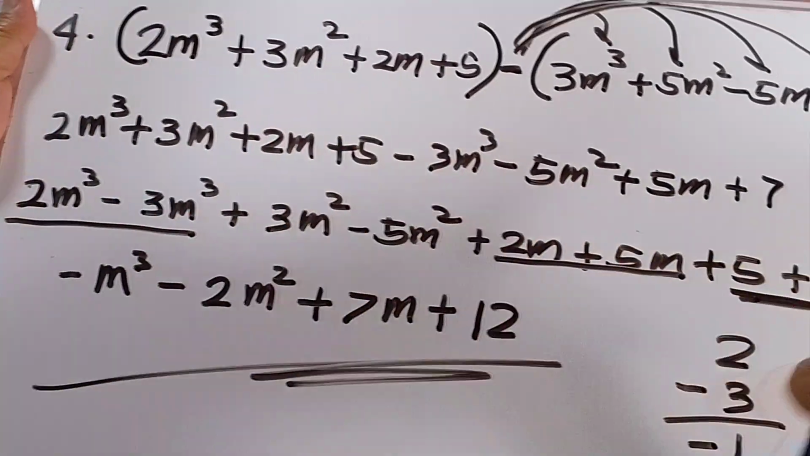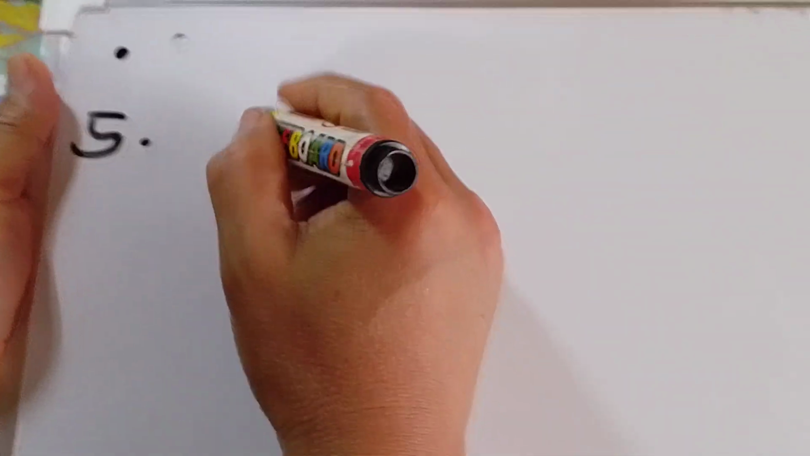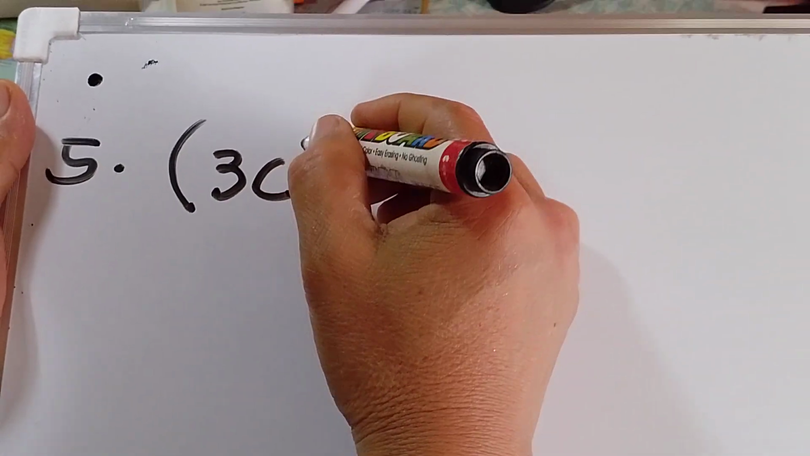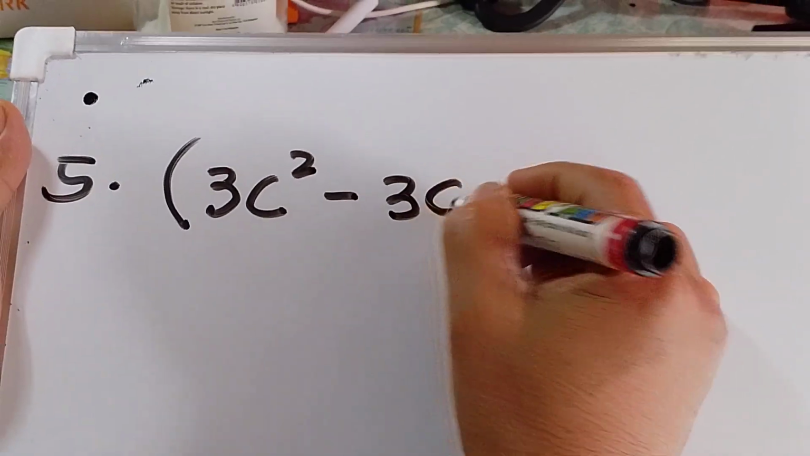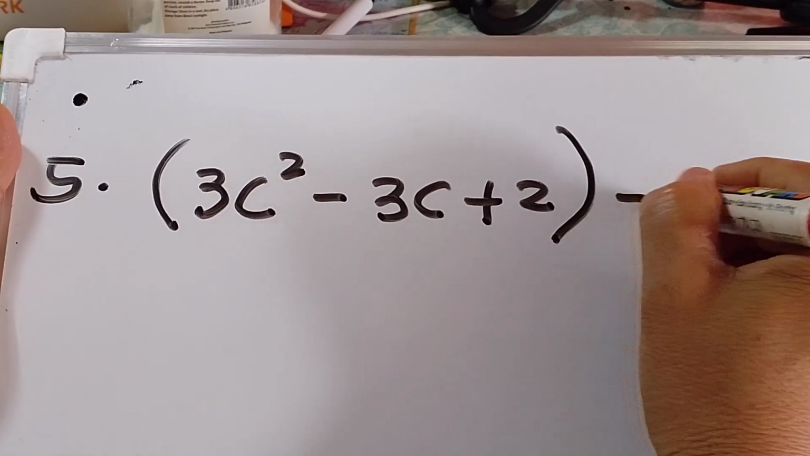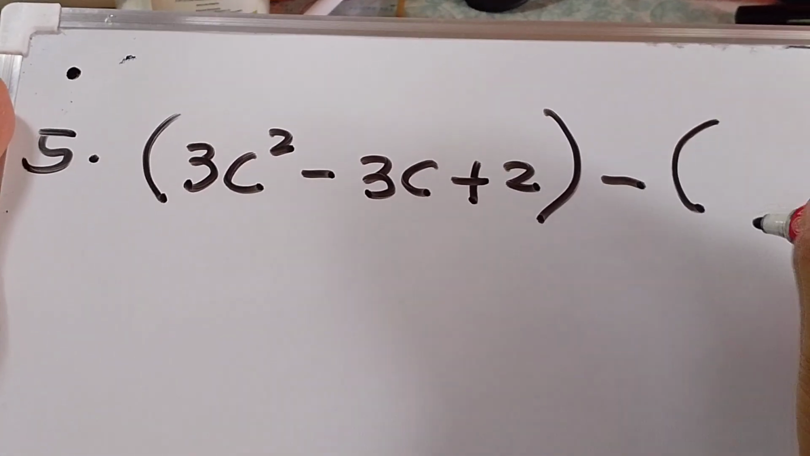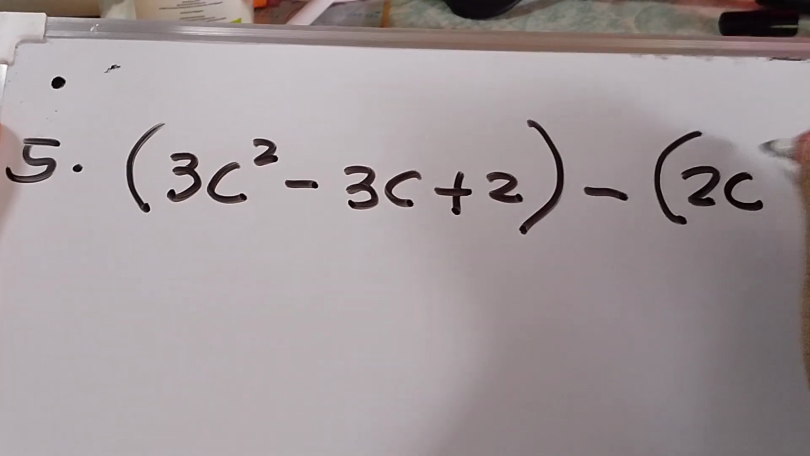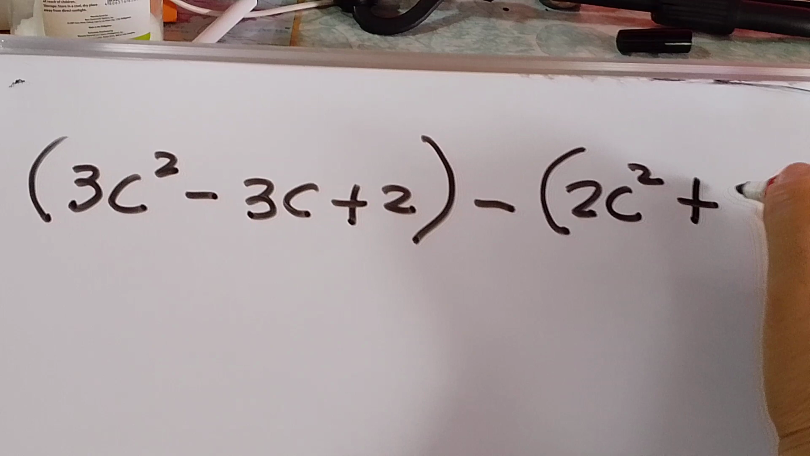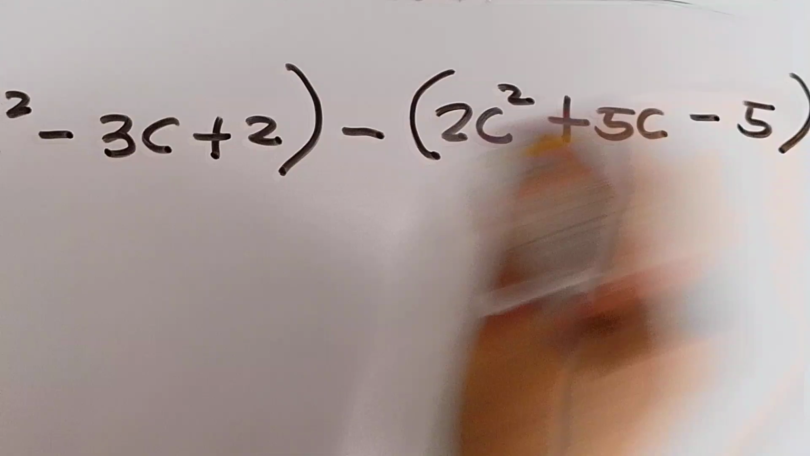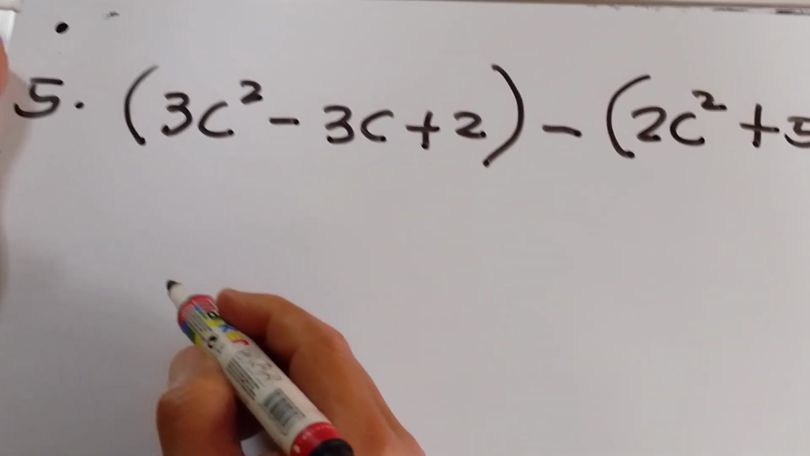Let's go to the last example. Number 5. (3c squared minus 3c plus 2) minus (2c squared plus 5c minus 5). Okay? Again, we have to remove the signs of grouping.